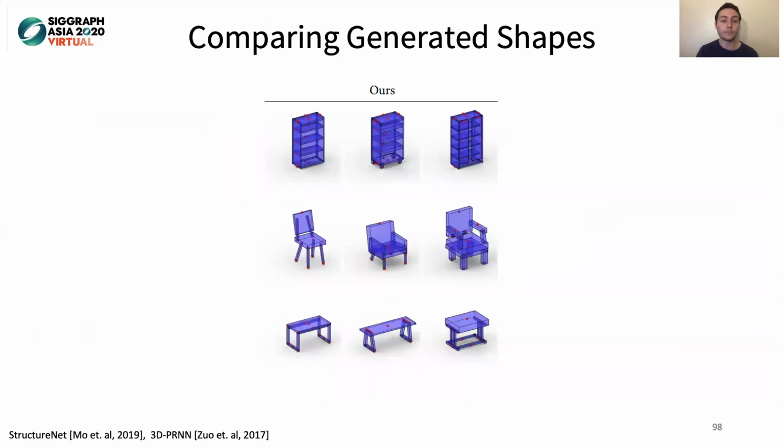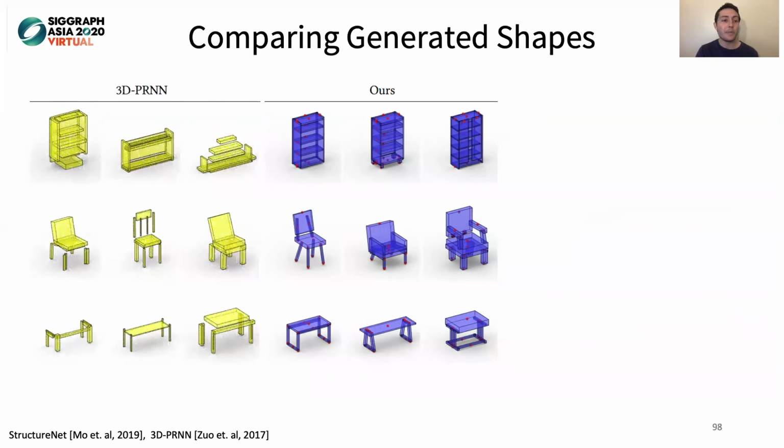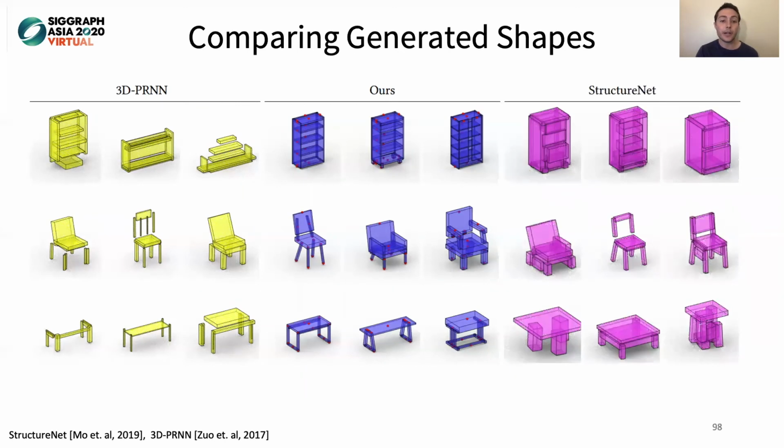We compare the shapes generated by our method to 2 recent systems that produce 3D shape structures directly without an intermediate program representation. 3D-PRNN is a method that uses a recurrent neural network to predict parts as oriented cuboids. StructureNet is a method that uses graph neural networks to predict a hierarchy of parameterized cuboids. On the whole, our method generates nicer and more regularized shapes.